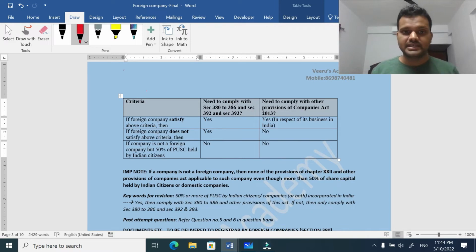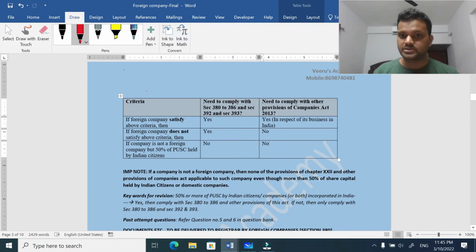If a company is not even a foreign company, but 50% of its paid up share capital is held by Indian citizens, is chapter 22 applicable? The answer is no, because it is not even a foreign company. First, it should be a foreign company to apply chapter 22. It is not a foreign company. Then these provisions are not applicable.